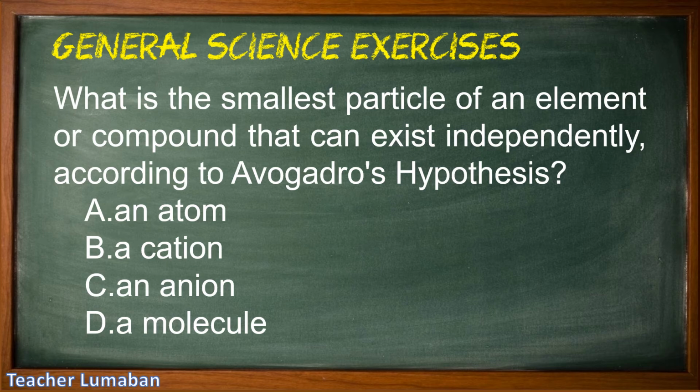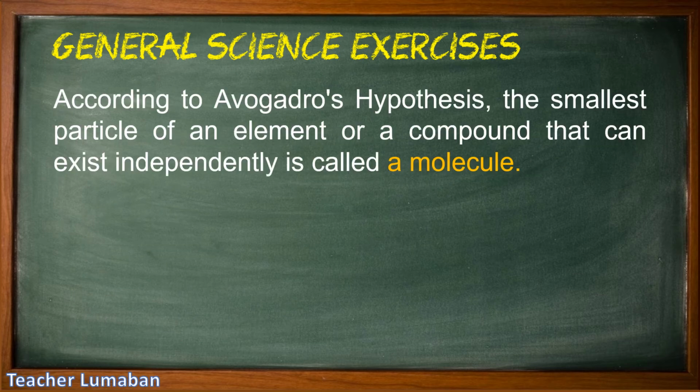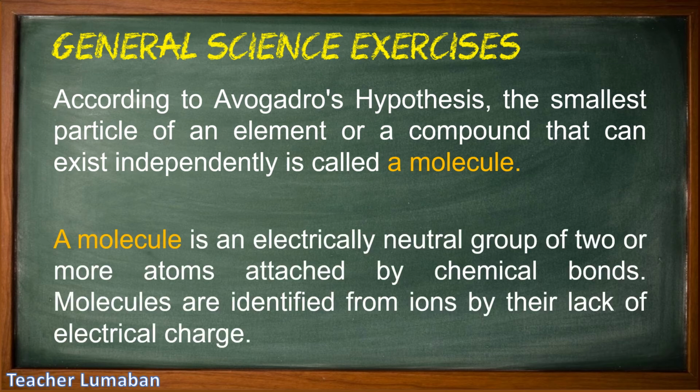The correct answer is letter D, a molecule. According to Avogadro's hypothesis, the smallest particle of an element or a compound that can exist independently is called a molecule. A molecule is an electrically neutral group of 2 or more atoms attached by chemical bonds. Molecules are identified from ions by their lack of electrical charge.